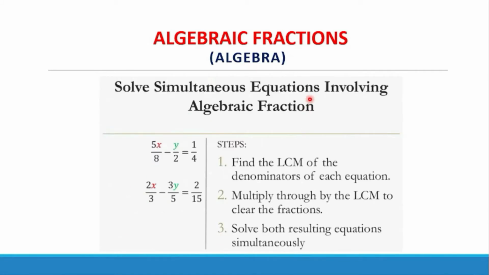Solve simultaneous equations involving algebraic fractions. Steps: number 1, find the LCM of the denominators of each equation. Number 2, multiply through by the LCM to clear the fractions. And number 3, solve both resulting equations simultaneously. The given is 5x all over 8 minus y all over 2 is equal to 1 over 4, and another equation is 2x all over 3 minus 3y all over 5 is equal to 2 over 15.